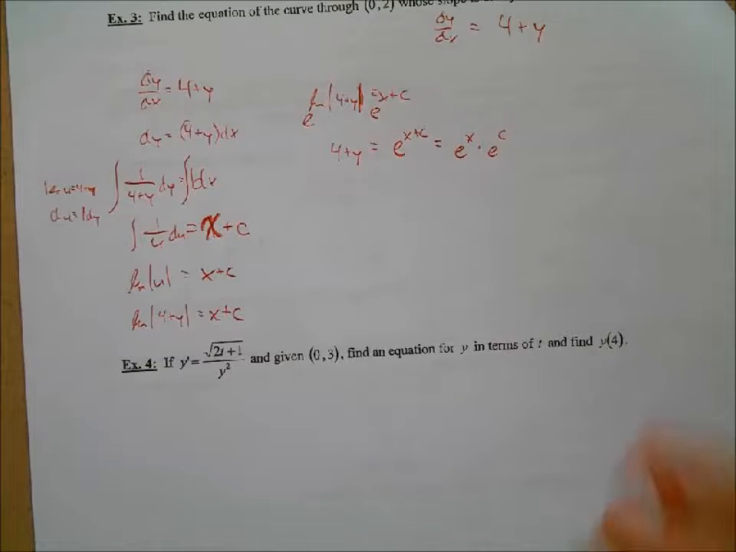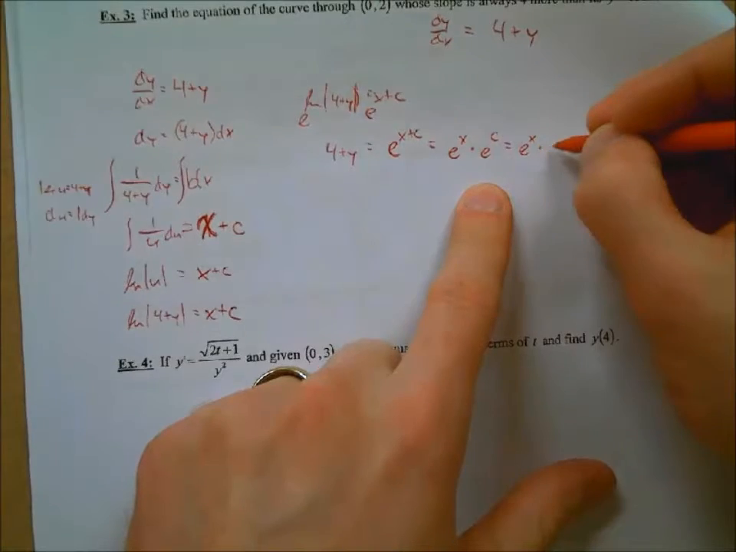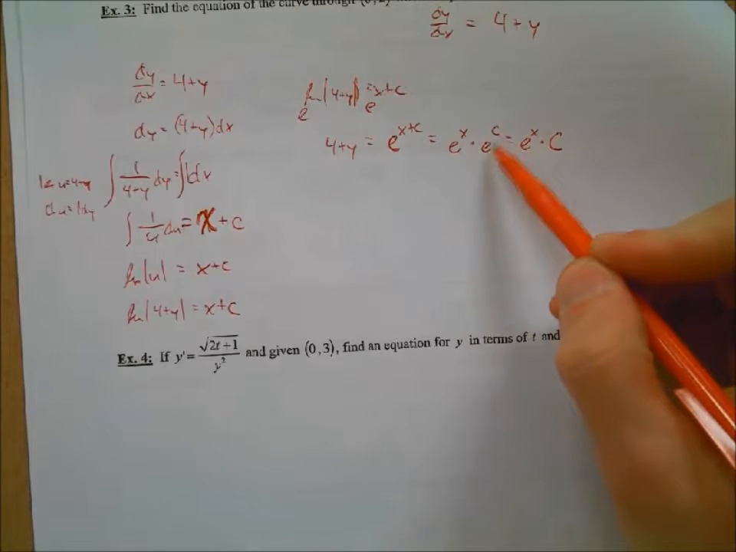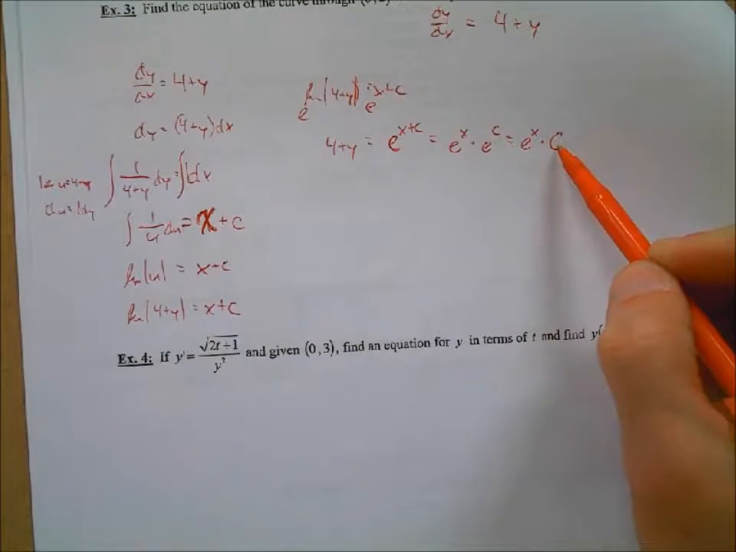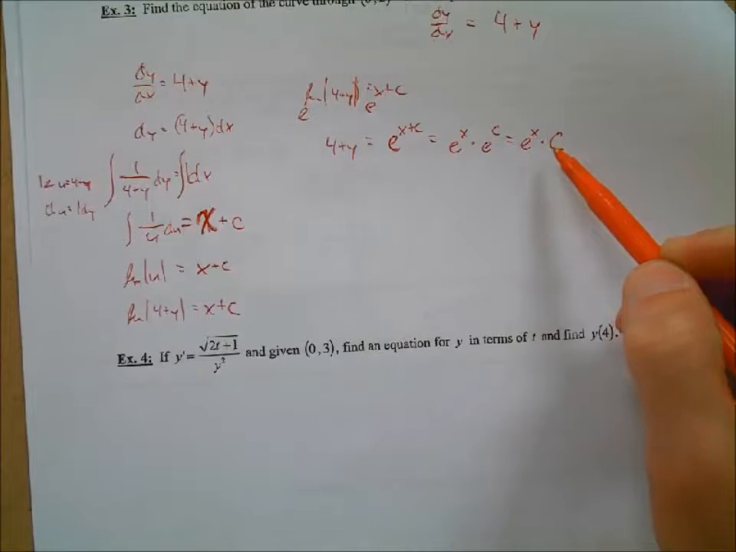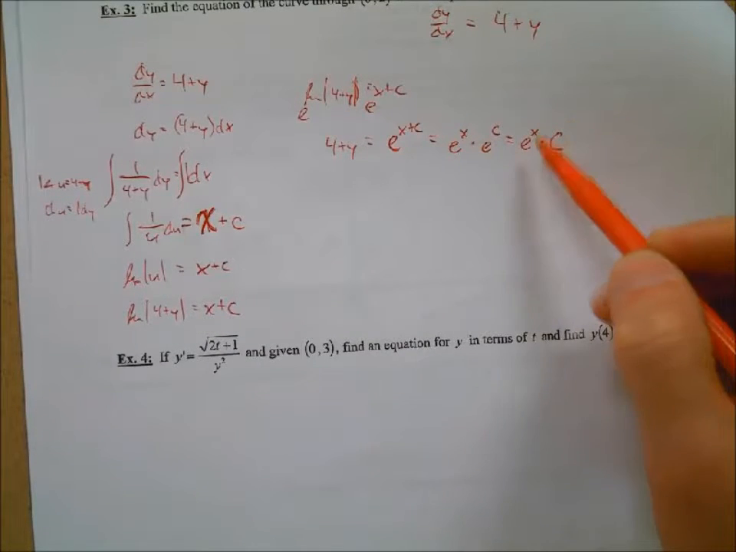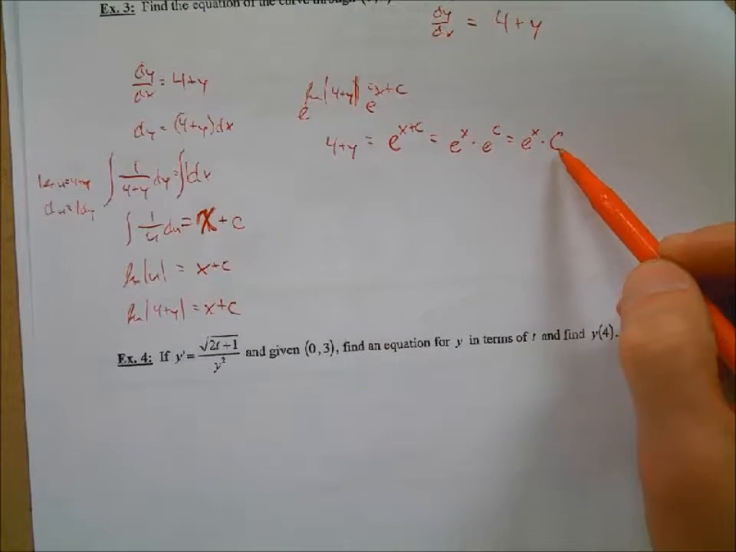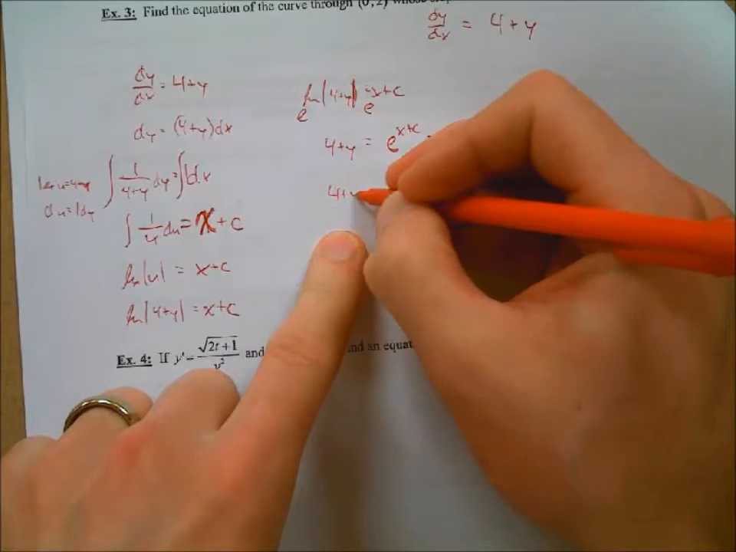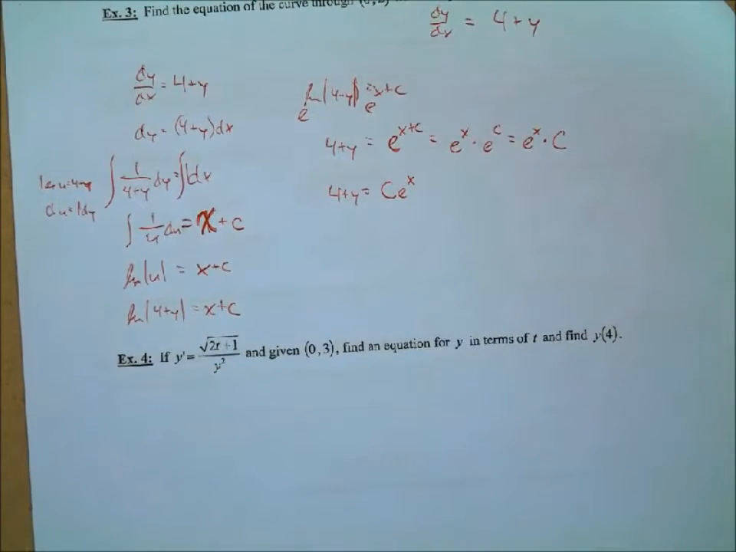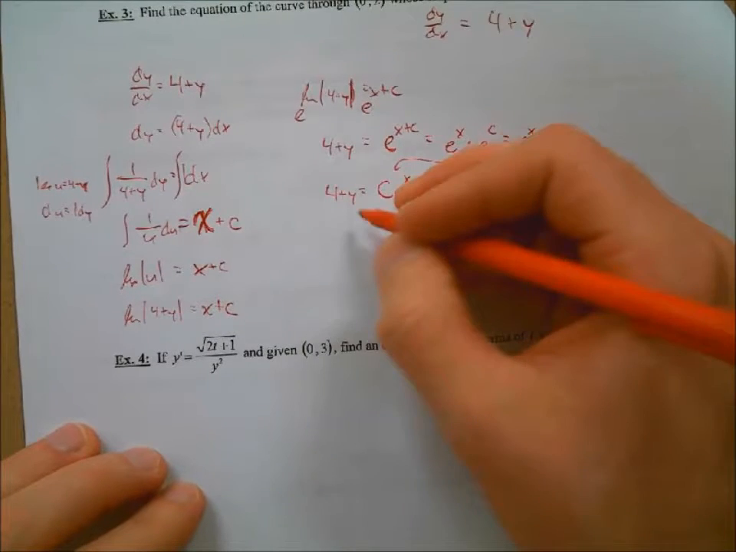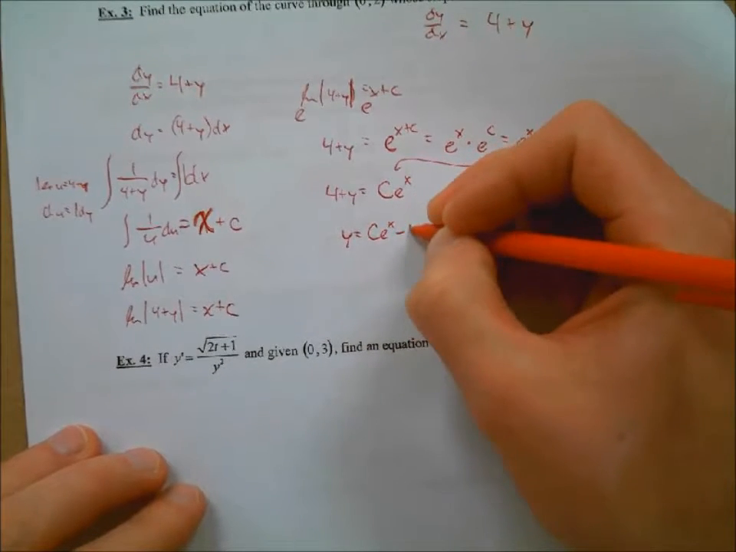And so oftentimes you'll see that e to the c, e to a constant, will also be just a constant, so they leave it this way. They, as in your book, or you typically will leave it this way. E to the x plus c like that, e to the c becomes just a c. And so we end up with 4 plus y equals c e to the x. And then we'll subtract the 4 over. y equals c e to the x minus 4.